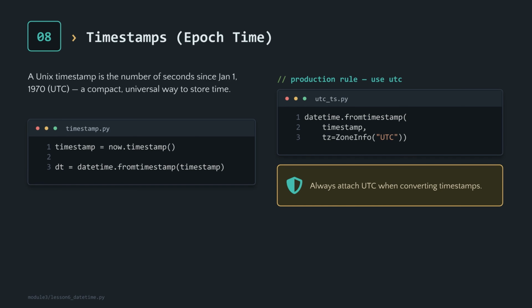Let's talk timestamps, sometimes called epoch time. A Unix timestamp is simply the number of seconds since January 1st, 1970 in UTC. It's a compact, universal way to store a moment. On the left, now.timestamp gives you that number, and fromtimestamp turns it back into a datetime. But heed the production rule on the right. When you convert a timestamp back, always attach UTC using ZoneInfo so you don't lose track of the zone.